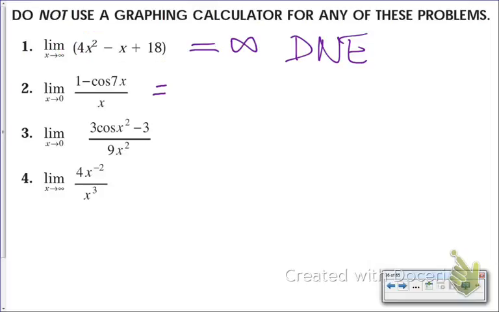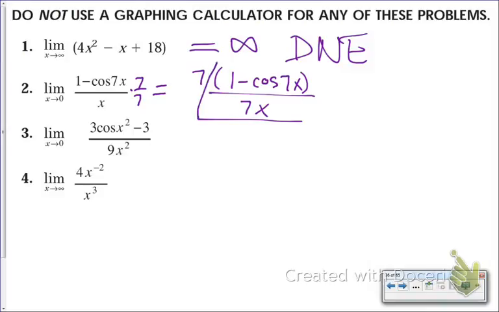For this one, any ideas? This is kind of like the rule that says the limit of cosine ax minus 1 over a as that goes to 0. So we're going to multiply this by 7 over 7, but we're going to keep that 7 out on the top. So it's 7 times 1 minus cosine 7x over 7x. This piece is really close to that rule. It's just the negative version of it.